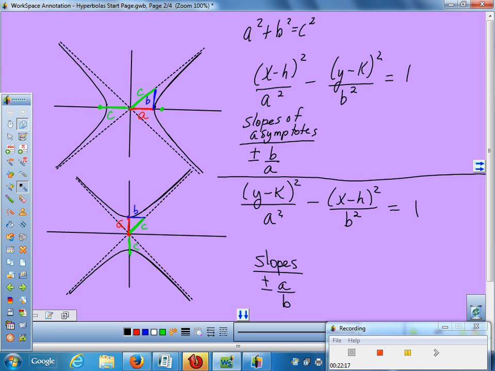Okay. Other things they'll ask you to find, just like last time, they'll ask you to locate where the foci are. This is identical, the exact same as ellipses. You take the center. If it's horizontal, to get to each focus, you're going to have to move horizontally, so you're going to add C to the x-coordinate. If it's vertical, you need to go up and down, so you're going to add C to the y-coordinate.